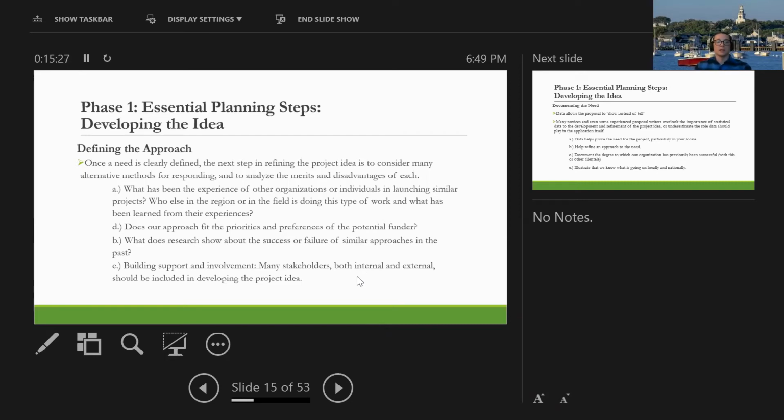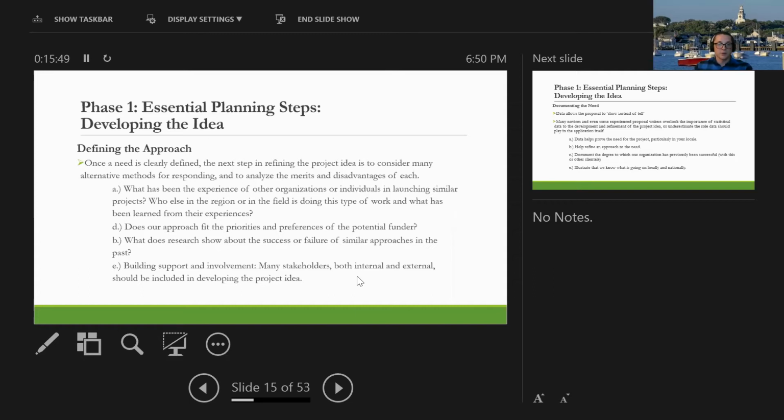What has been the experience of other organizations or individuals in launching similar projects? Who else in the region or in the field is doing this type of work? Do your research there. Don't waste your time. And what has been learned from their experiences? Reach out. This is a good way to form relationships.